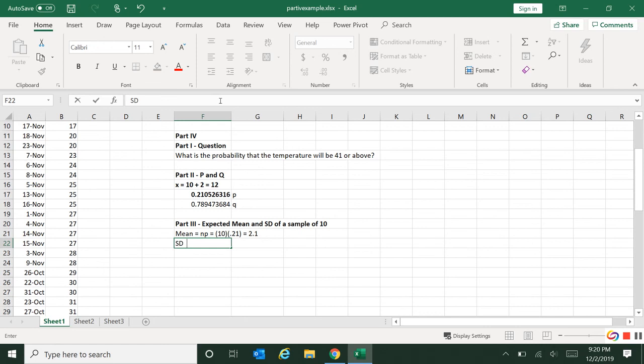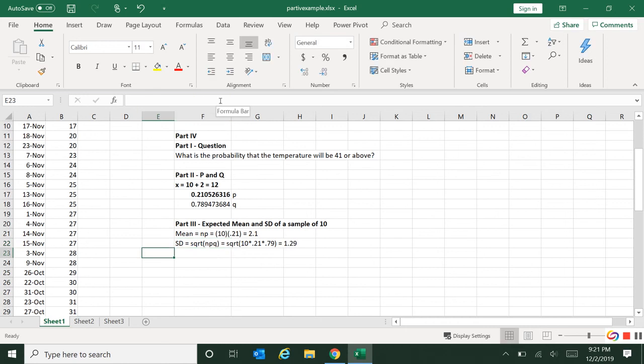The standard deviation of a binomial is the square root of npq. So in our case, the square root of 10 times 0.21 times 0.79. I would just put that into my calculator. So 2.1 times 0.79, and you get about 1.65. I'm going to take the square root, and I get about 1.29.